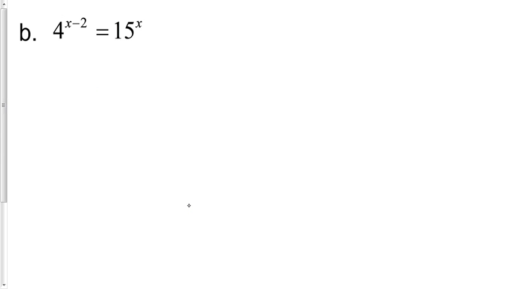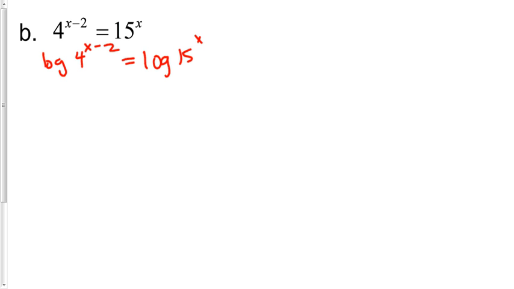Let me show you a much harder example of doing this. Again, if you look at each side here, there's no way I can solve this exponential equation by getting a like base. 4 and 15, there's no hope there. You can't change these into like bases. So we're going to take the log of each side. The log of 4 to the x minus 2 equals the log of 15 to the x.